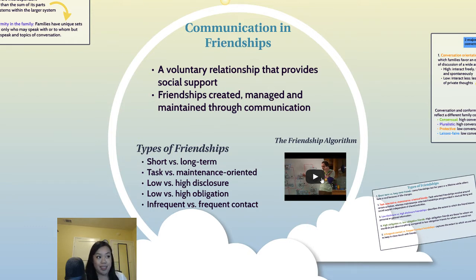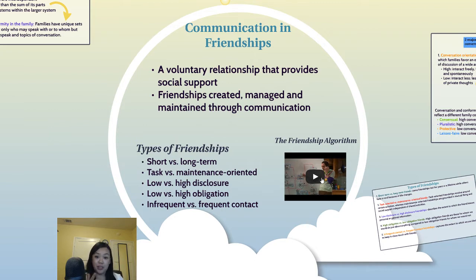Friendships are awesome. They are what we call voluntary relationships in communication studies. We become friends with people because they provide us social support. They're a nice network to have outside of our family and our significant other, that we can look to vent, to complain, to get support, to find joy with, to share in the hard times with. And friendships are very, very important in our everyday lives.